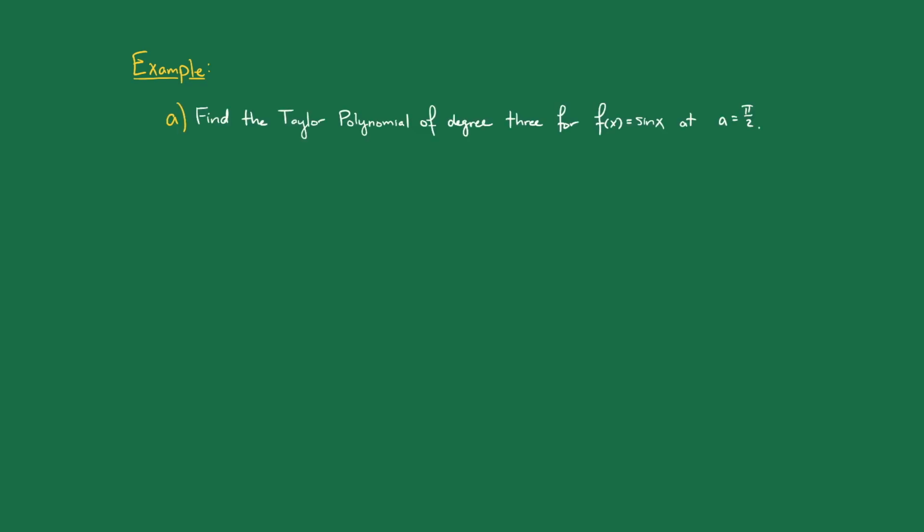First, let's find the Taylor polynomial of degree 3 for the function f of x is equal to sine of x at the point a equals pi over 2. In order to compute up to the third order term, we will need to compute the first 3 derivatives of sine of x at pi over 2. So let's go ahead and do that. If f of x is equal to sine of x, then after taking 3 derivatives, we get that f prime of x is equal to cosine of x, f double prime of x is equal to negative sine of x, and f triple prime of x is equal to negative cosine of x.